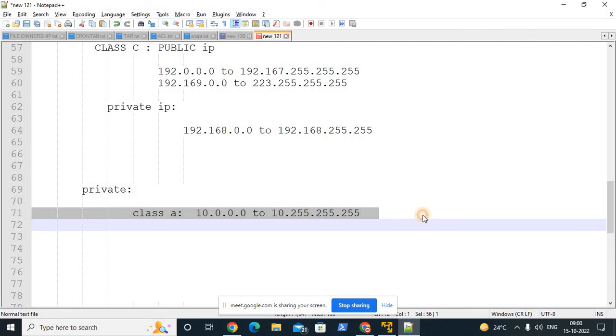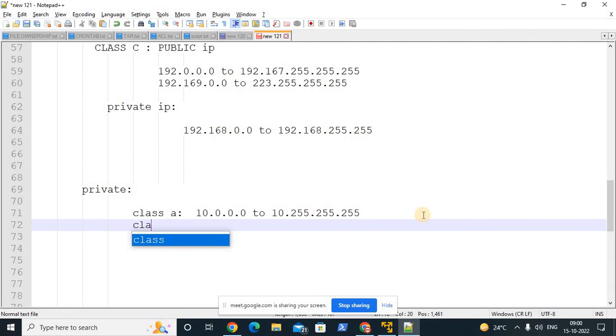Class B private IP will start from 172.16.0.0 up to 172.31.255.255. That means we can use 16, 17, 18, 19 up to 31. We can use up to 31. This one is class B.